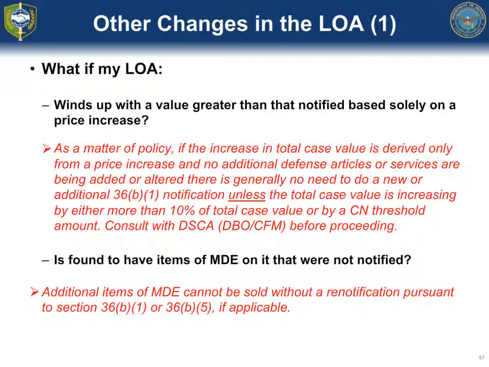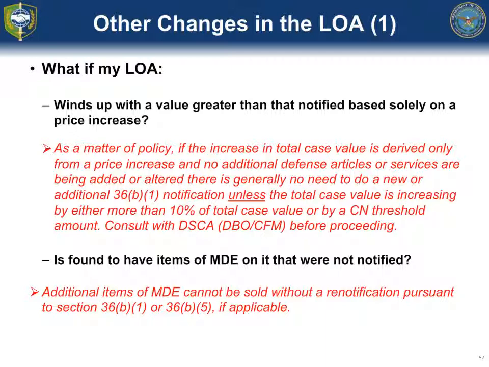So for instance, in the case of my $102 million CN, now my case value has increased by $8 million, just as a straight price increase. Less than 10%, I don't have to do a notification. But if my price increases by $20 million, now it's 122, I've tripped that 10% threshold and I've got to do a new CN to revise that value.